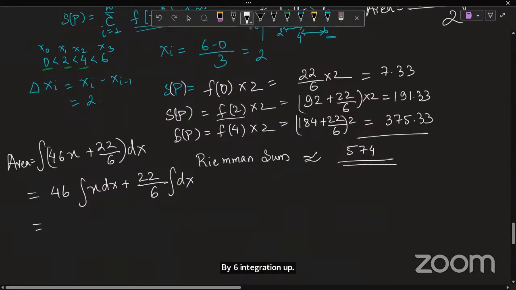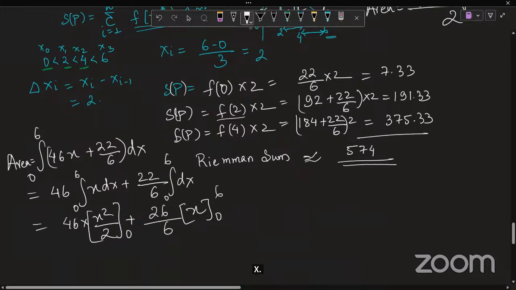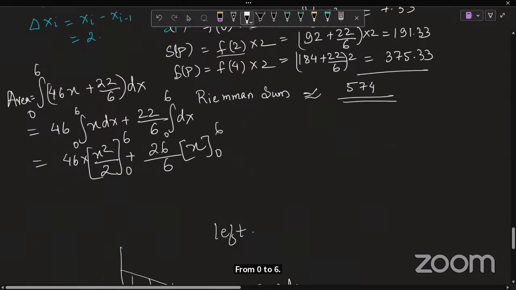Do you remember what will be the integration of x? It is x square by 2. So we have 46 by 6 times x square by 2, plus 22 by 6 times x. Here we have the interval from 0 to 6, so x goes from 0 to 6. This is a definite integration because the interval is given.